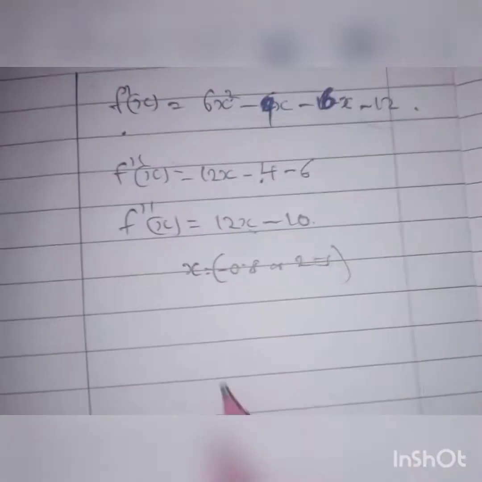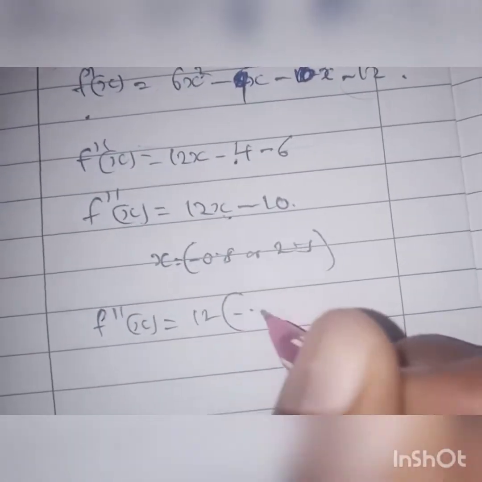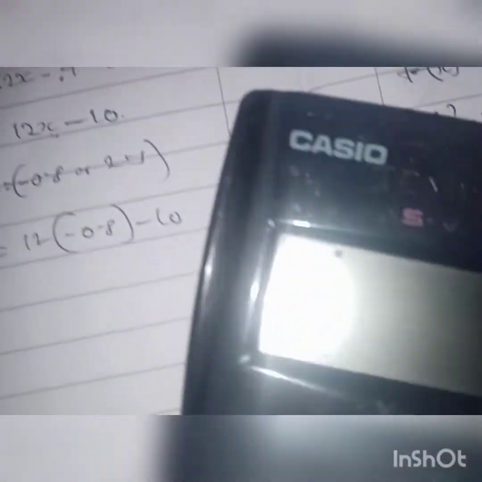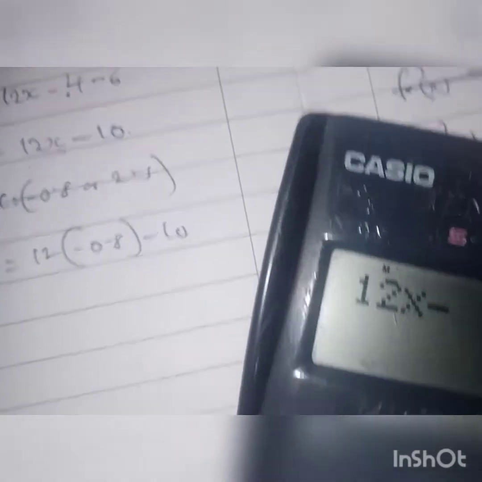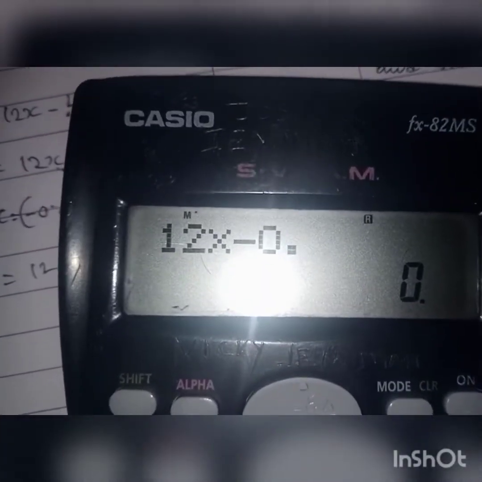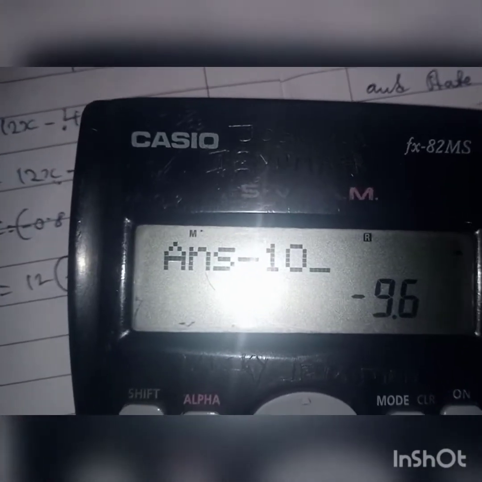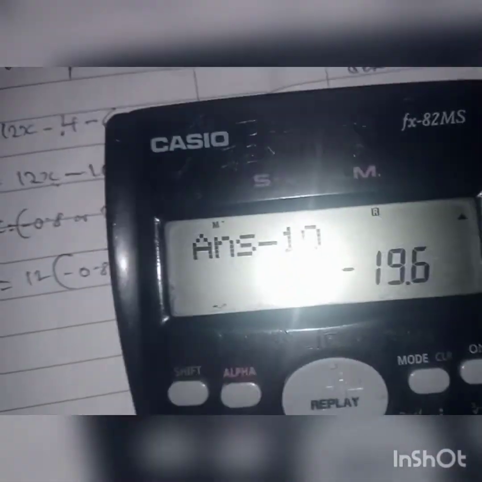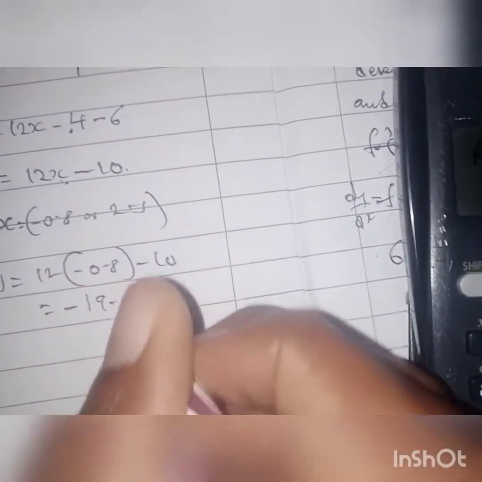Now, we just substitute the values. It will be 12 times negative 0.8 minus 6. First substitute the negative value. So take 12 multiplied by negative 0.8, then minus 6, and the result is minus 15.6. So the answer is minus 15.6.